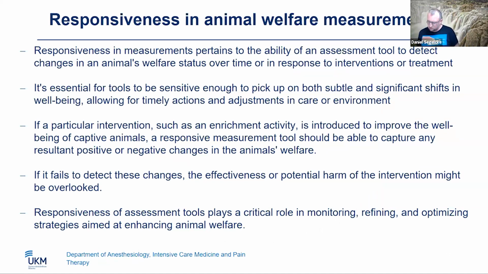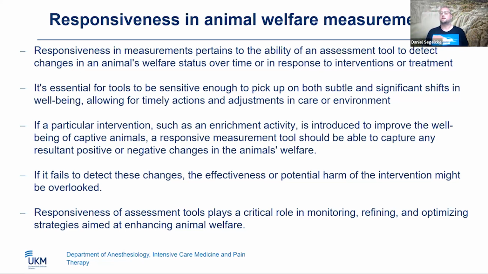Responsiveness is an instrument's ability to detect changes over a defined time period in the construct being measured. For example, the differences in pain levels. It's especially vital for tools meant to measure outcomes after intervention. And one intervention could be an analgesic treatment because the animal is in pain. And it's essential for every tool to assess quality of life of animals or other subdomains of this domain. It's essential for tools to be sensitive enough to pick up both subtle and significant shifts in well-being, allowing for timely action and adjustment in care or environment.